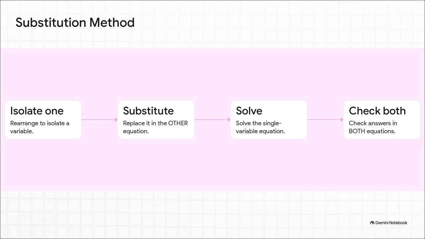Step 2, and honestly, this is where the magic happens. You take that new expression and physically substitute it into the other equation. Boom! You've just eliminated an entire variable. Step 3, you solve that resulting single variable equation. And finally, step 4, you substitute your new answer back in to find the second variable. And of course, check both.